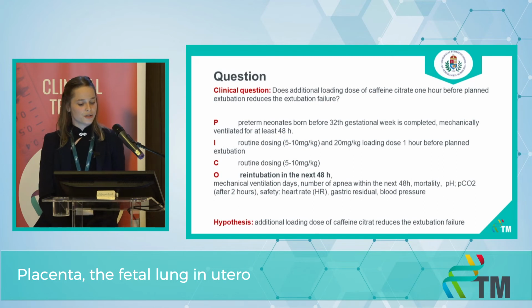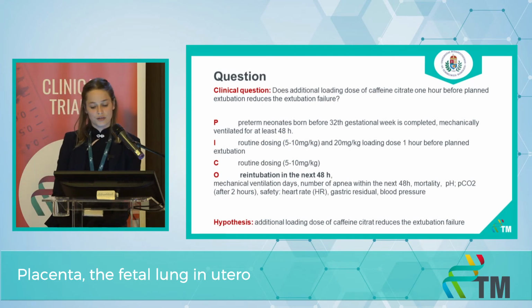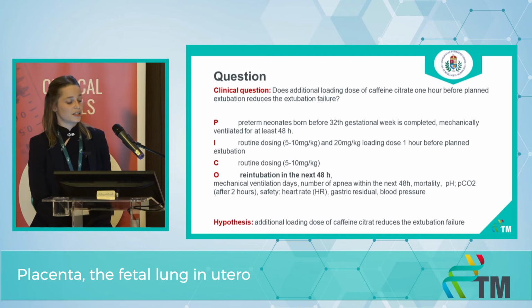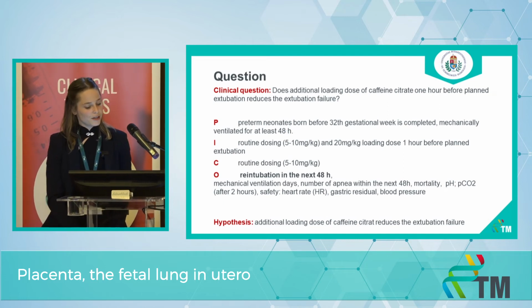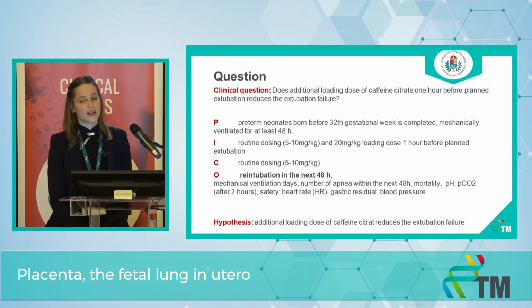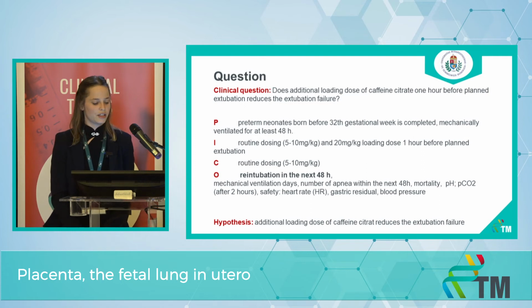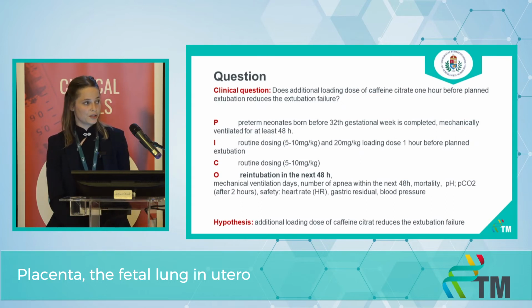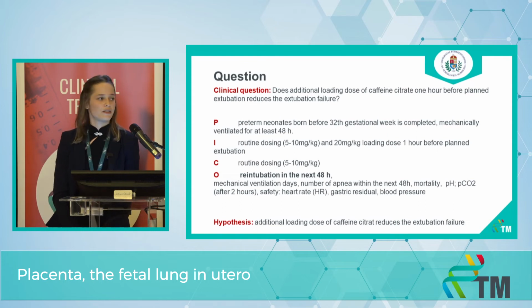Our clinical question is: does an additional loading dose of caffeine citrate 1 hour before planned extubation reduce extubation failure? We will include neonates born before the 32nd gestational week is completed who had been mechanically ventilated for at least 48 hours. Our intervention will be an additional dose of caffeine citrate 1 hour before planned extubation, and the control group will receive the routine dosing regimen.